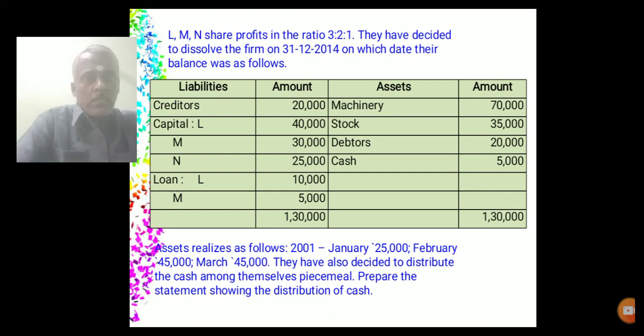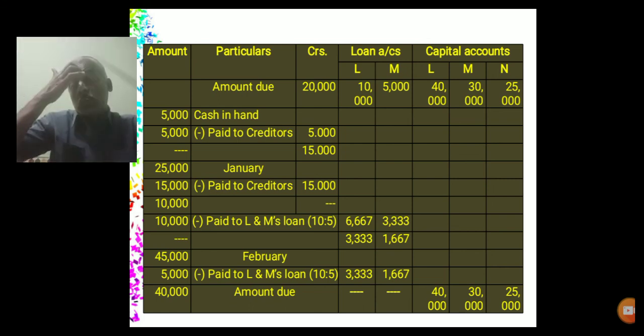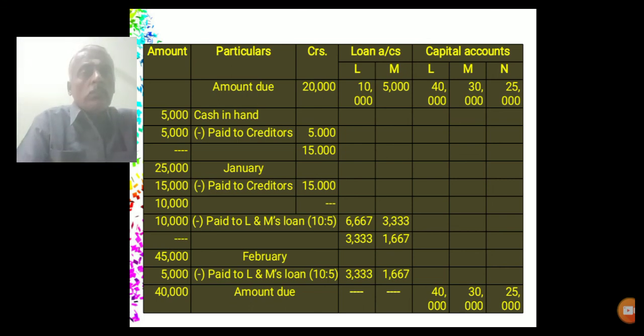So this sum is solved under the maximum loss method. Up to capital settlement, the procedure for both the methods is equal. That is, creditors' amount and the loan accounts of L and M should be paid, as we already studied. So the procedure followed for settling outside liabilities and partners' loan accounts is one and the same for both methods. Up to settlement of the partners' capital accounts, the remaining balance amount is 40,000. That amount is used for settling the partners' capital accounts.